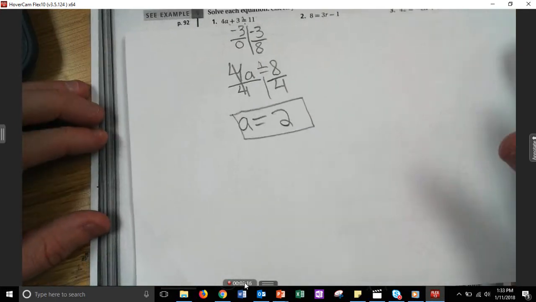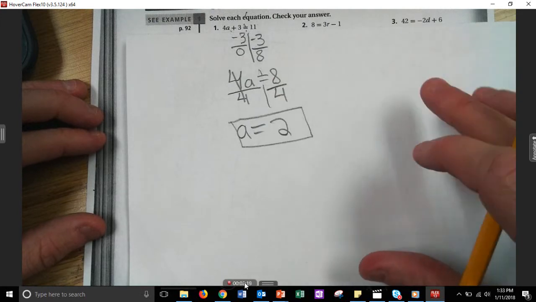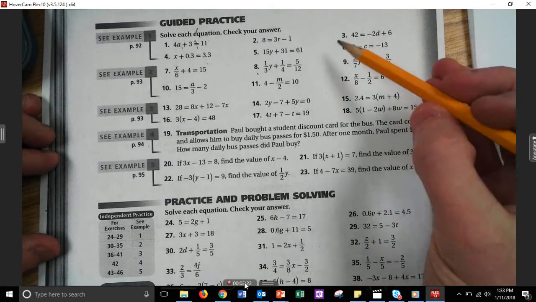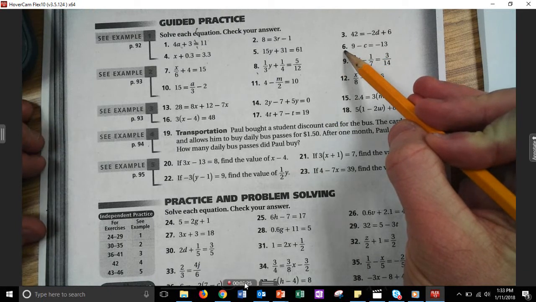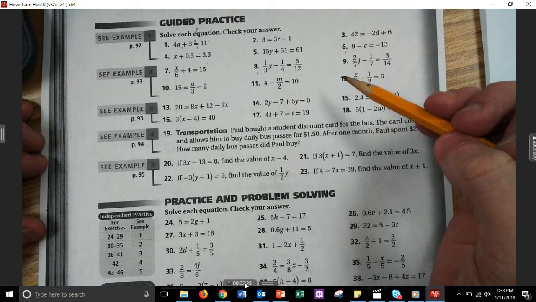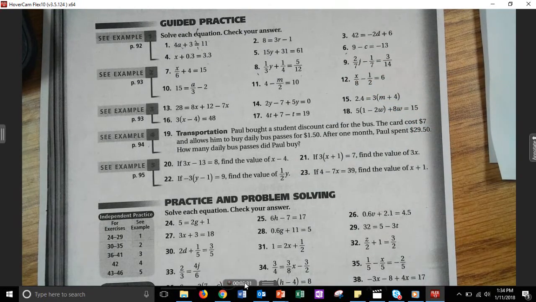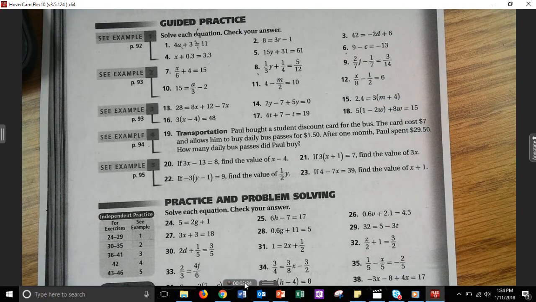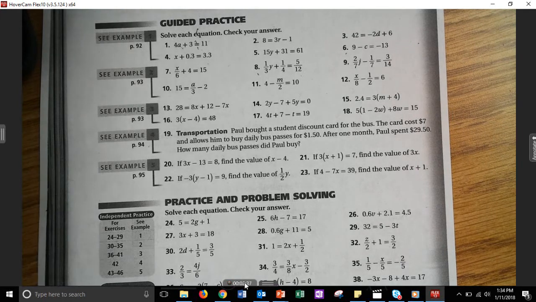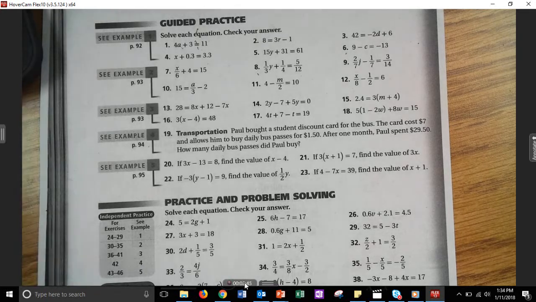So now, with your elbow partner, we're going to take 3 minutes, try completing 2 through 6 right here. So 2 through 6 with your elbow partner. And so 3 minutes will begin right now. Now we're going to bring it back.